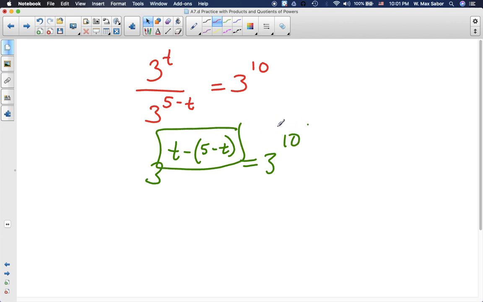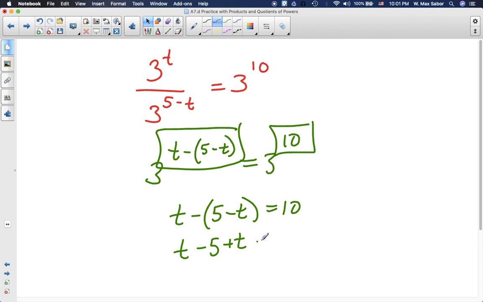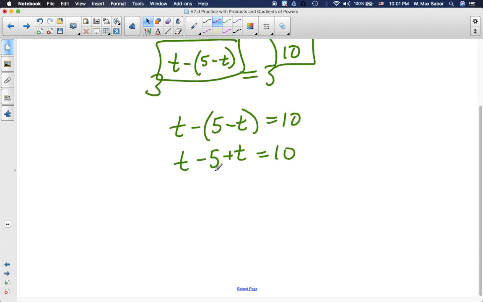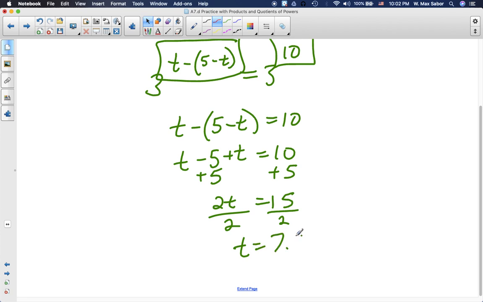Here we have division, which means that we keep the base the same and subtract the exponents. So now we can say that those are equal. t minus 5 minus t equals 10. So t minus 5 plus t equals 10. We can solve this. Adding 5 to both sides gives us 2t equals 15. Divided by 2 gives t equals 7.5.